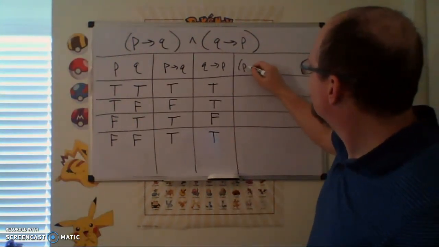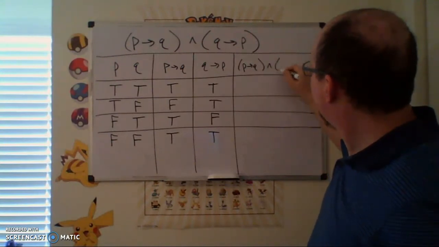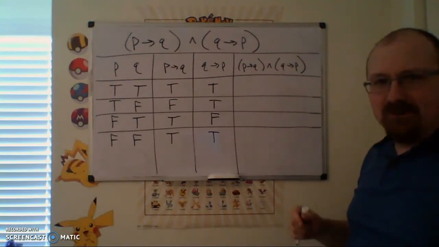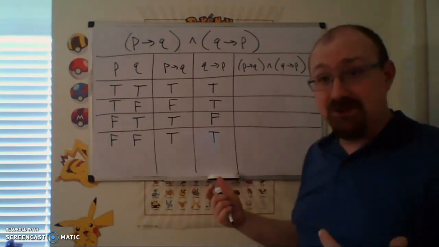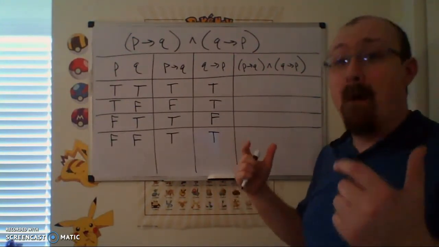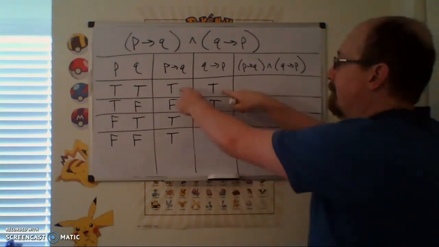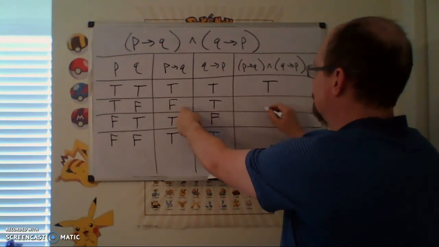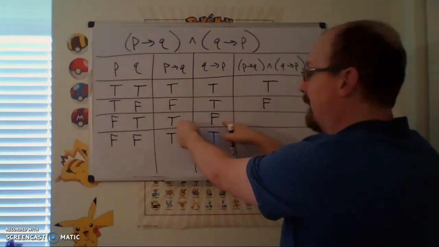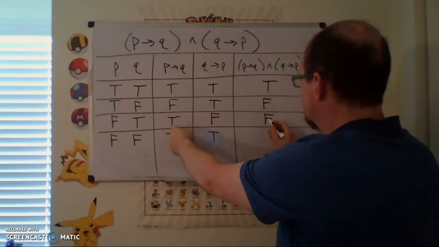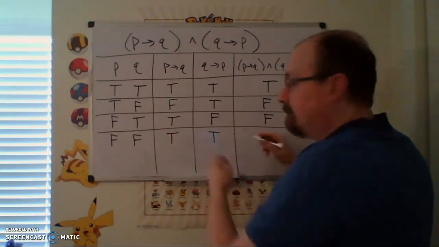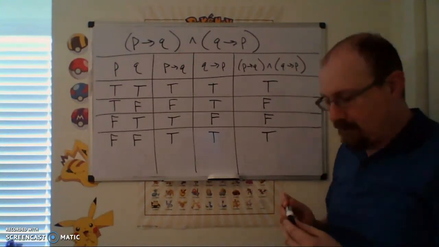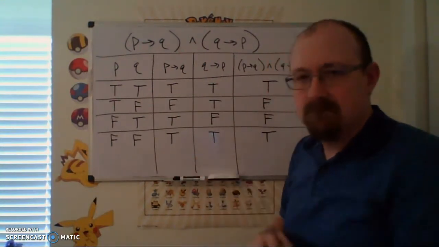So now, let's take those two guys and hook them up with a conjunction. Remember, conjunctions are true when both of them are true. That happens right here. Not so much here. Still not here. But then happens again at the bottom. True, false, false, true. So that's a thing.